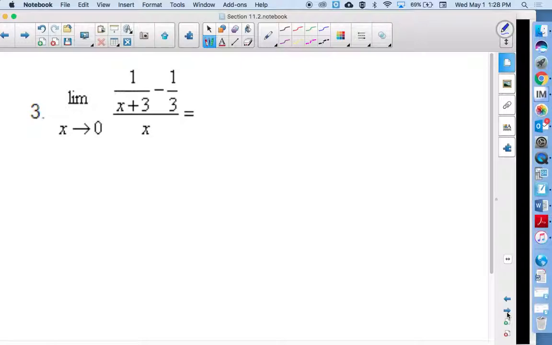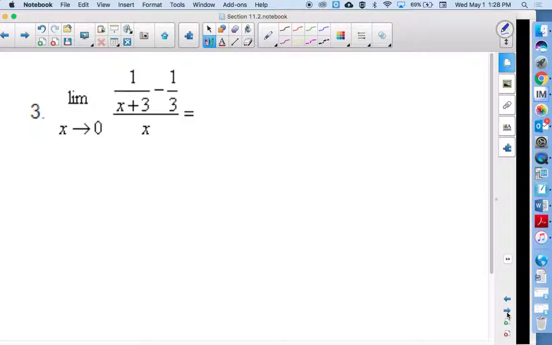But again, if you plug a 0 in, I have 1 over 0 plus 3, 1/3, minus a third. So I get a 0 on the top, 0 on the bottom. That means you have to find another way to work through it. So if you plug a 0 in and you get 0 divided by 0, that tells you the problem can still be solved in another form.